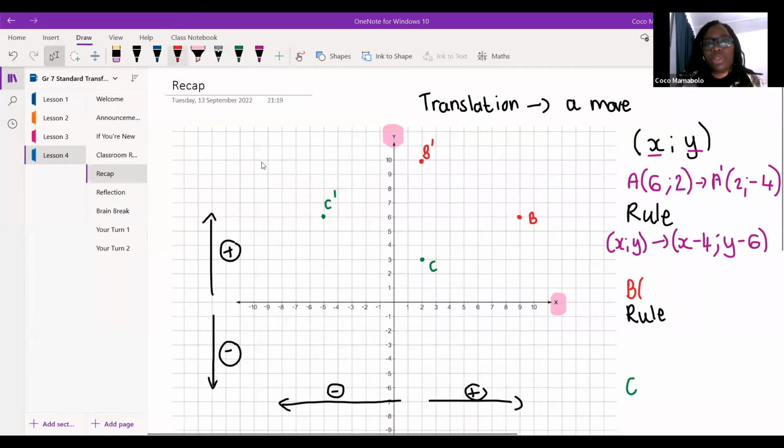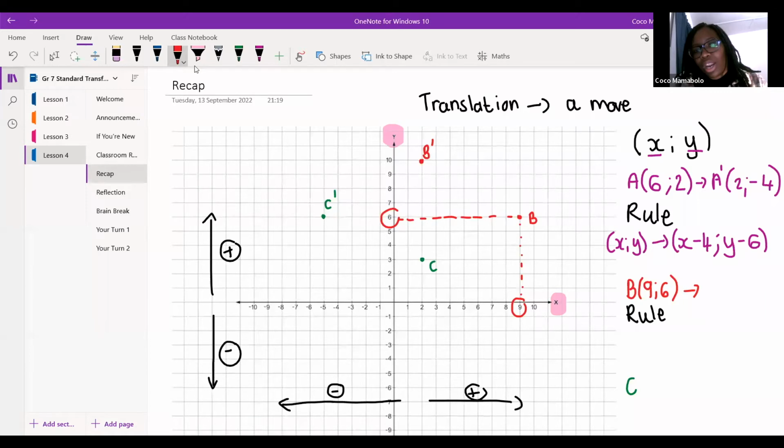And again, everybody who's new, when we want to find the coordinates for B prime, we always start with X. So we go down to the X line and we'll find that X is 9. And then we go to our Y line and we'll find that our Y value is 6. So we'll write 9, semicolon 6, right? And then we'll draw an arrow to get from B, and I need to write B prime first.